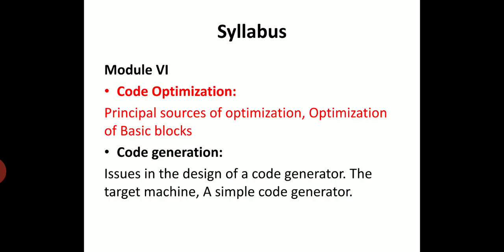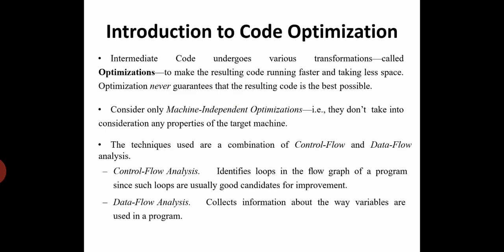The syllabus of Code Optimization includes Principles of Optimization and Optimization of Basic Blocks. We can start with the Introduction to Code Optimization. Intermediate code undergoes various transformations called optimization. Optimization means all the transformations that we apply over the intermediate code. Code optimization is done by the code optimizer, which is the phase after the intermediate code generator. The input to the code optimizer is intermediate code, and the output will be optimized code.